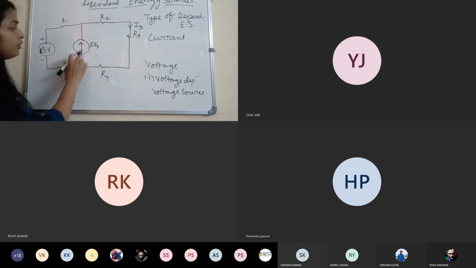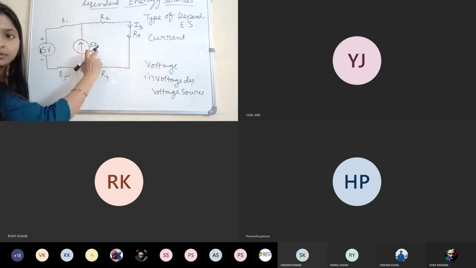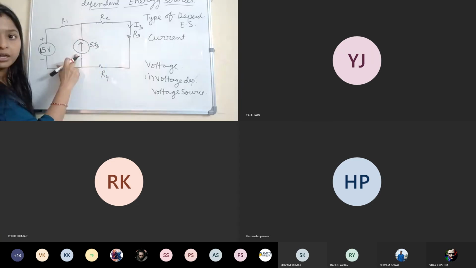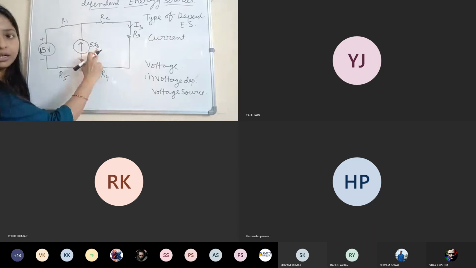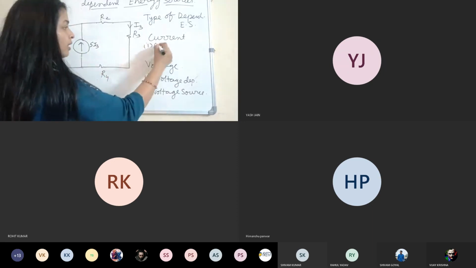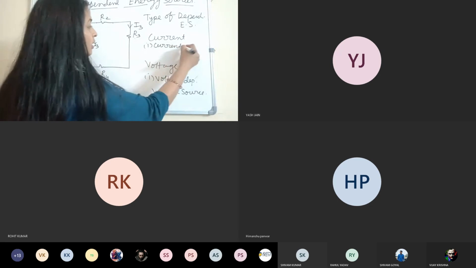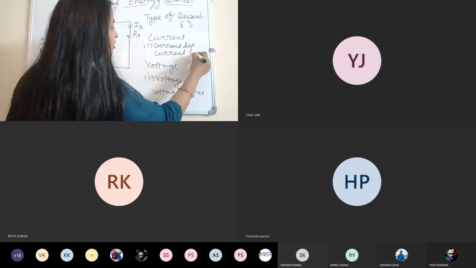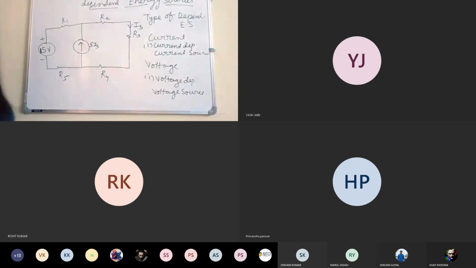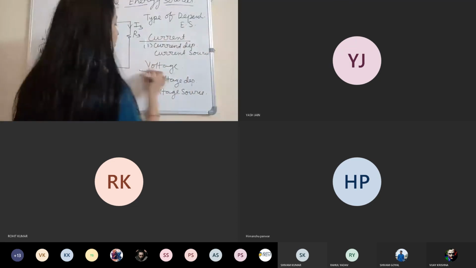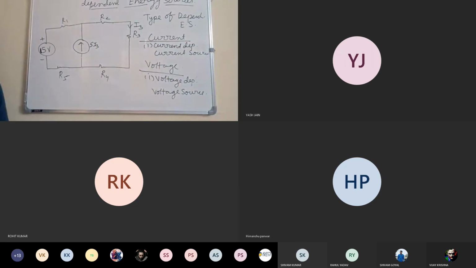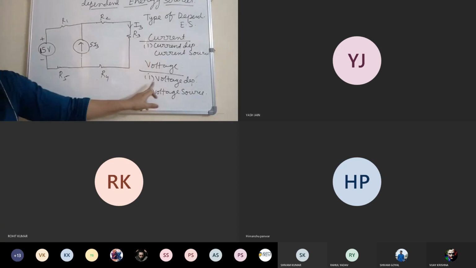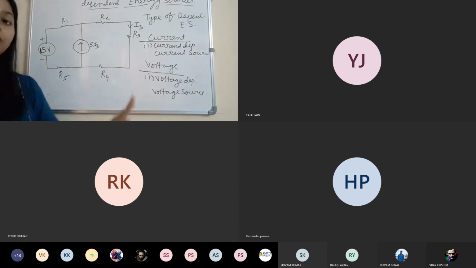So this type of current source is depending on current. I repeat, this type of current source is depending on current. So this type of energy source is known as a current dependent current source. So we have seen the first category as current dependent current source and in the voltage category, voltage dependent voltage source. Now we may make two more combinations.